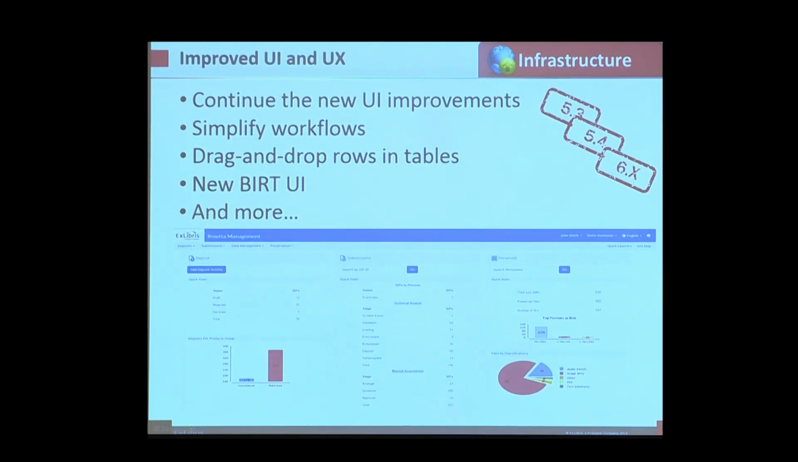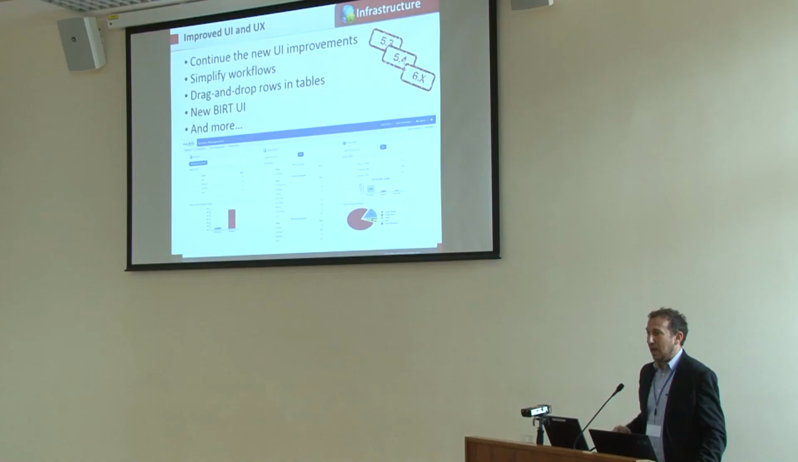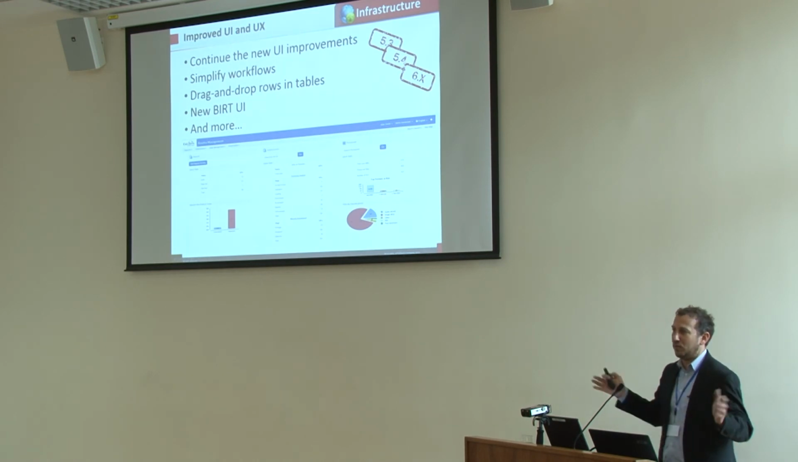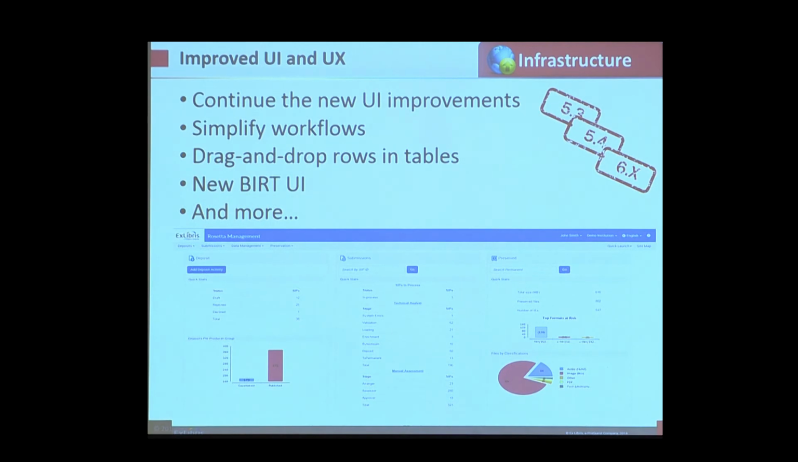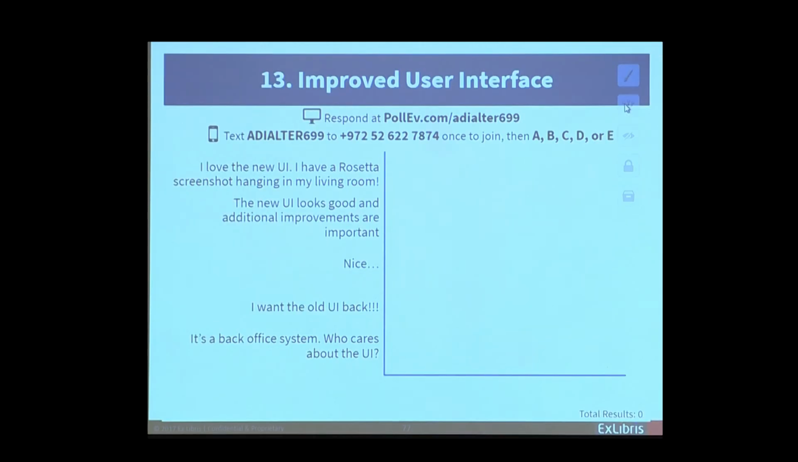Okay. As said, we're going to improve more the UI, and it's not only about the UI, the user interface, it's also user experience in terms of simplifying workflows. We'll add, for instance, in the upcoming release, drag and drop of rows in the tables which require ordering. A new build UI in 5.4. Until now, we've mainly improved the UI of the interface, not of the build report. So we'll be working there as well. And again, other things, both UI and UX, as I said before.